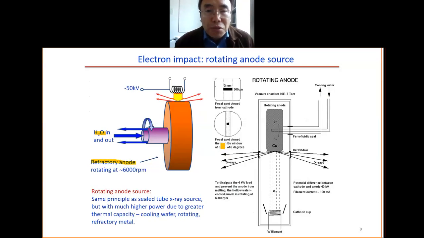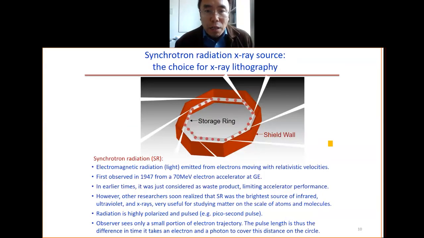So this is the X-ray tube, used for research, but not for X-ray lithography. For X-ray lithography, we need a much stronger X-ray source. This is the case for synchrotron radiation. It comes from electrons moving in a circular movement at very high speed, relativistic speed, very close to the speed of light.